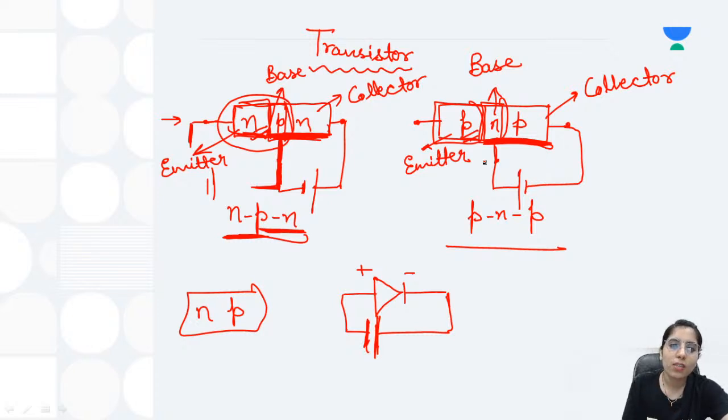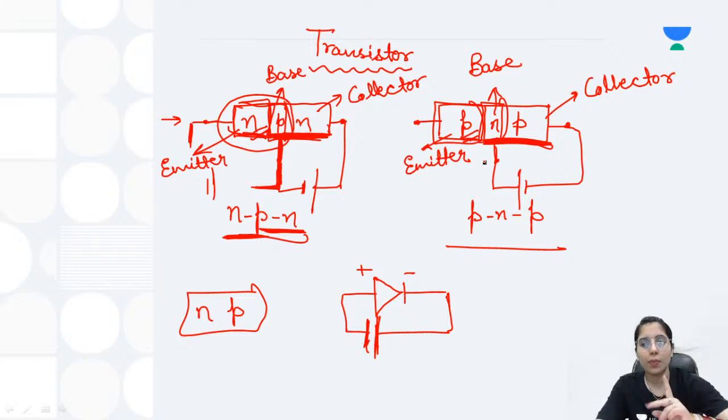Okay, so the base is thinner than the emitter and collector, and the collector is wider than the emitter and base, meaning it is wider than the other two. The emitter is in between the base and collector. I hope it's clear. You can expect a question from this section, asking which is the widest section and which is the thinnest section. That is a point from where you can expect some question in your exam.